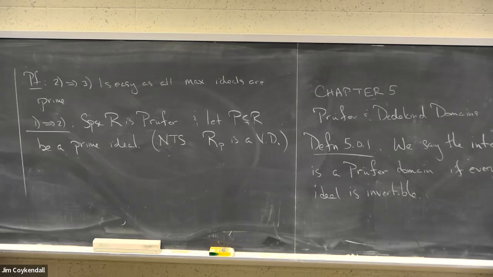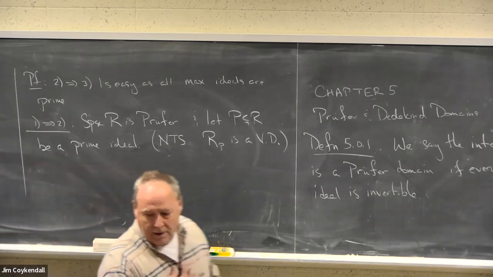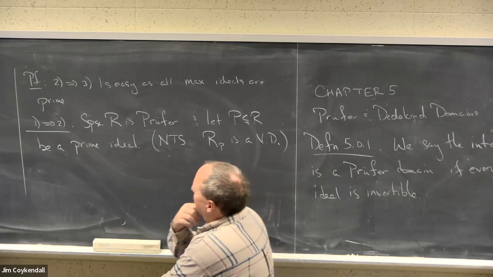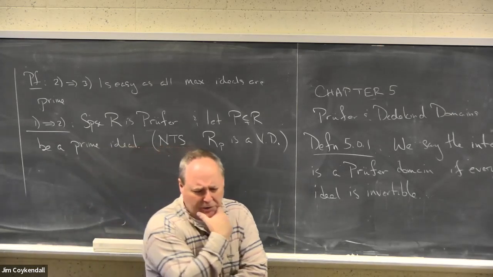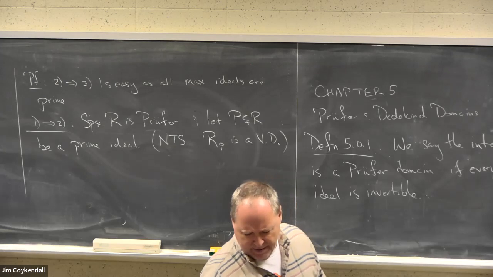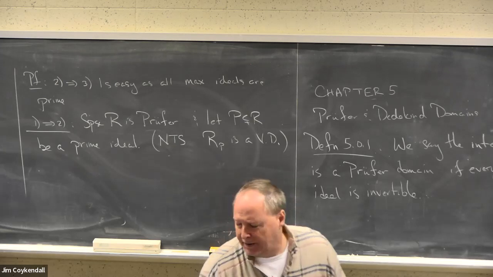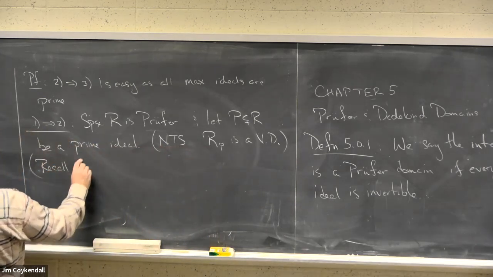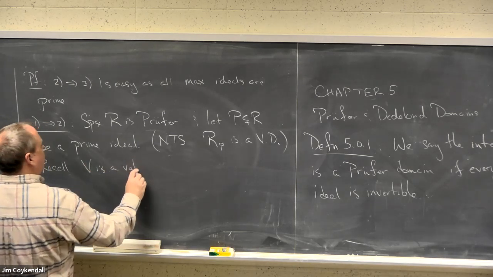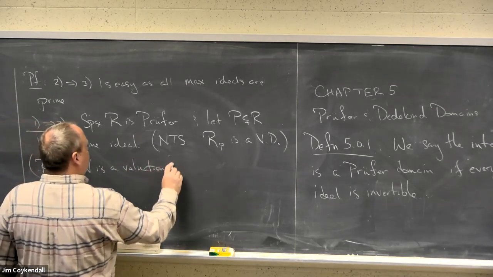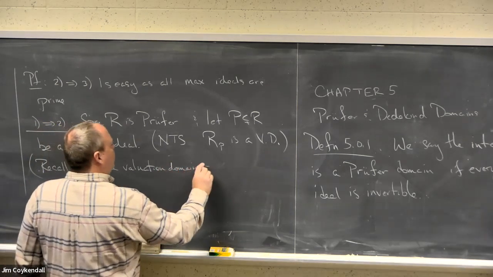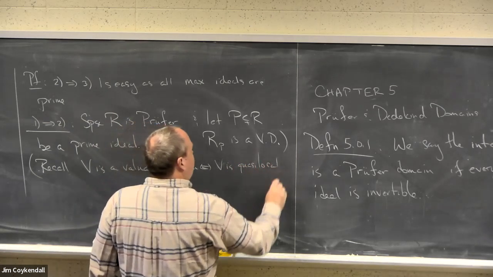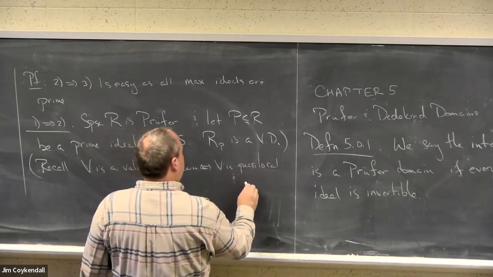A divisibility condition. What's that? A divisibility condition for any element. I wonder if we can do that. But I think actually what we want to do is jump on something. Let me point out, recall, V is a valuation domain if and only if V is quasi-local, that is, has a unique maximal ideal, and Bézout.